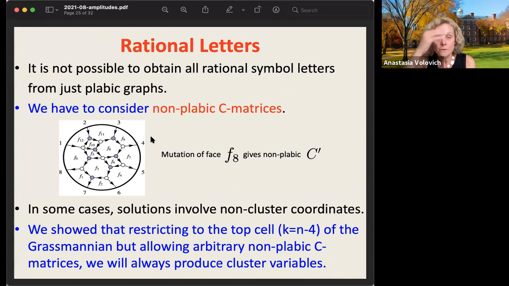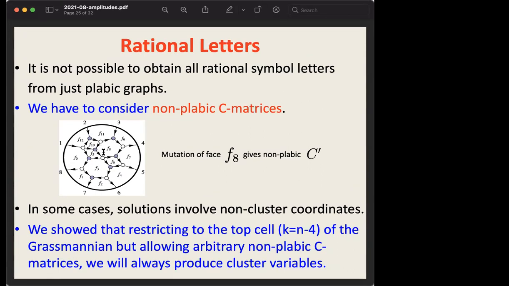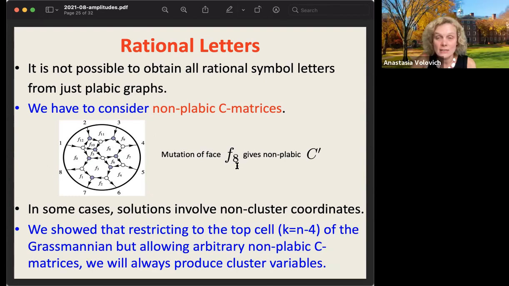So what to do? We had to consider some non-Plabic C matrices. Let me just sketch the situation. For example, you look at this graph. What you need to do is mutate on a face F8, and this gives you some non-Plabic C prime. Then you solve CZ=0 with that C prime, and then you are able to get all the rational letters.